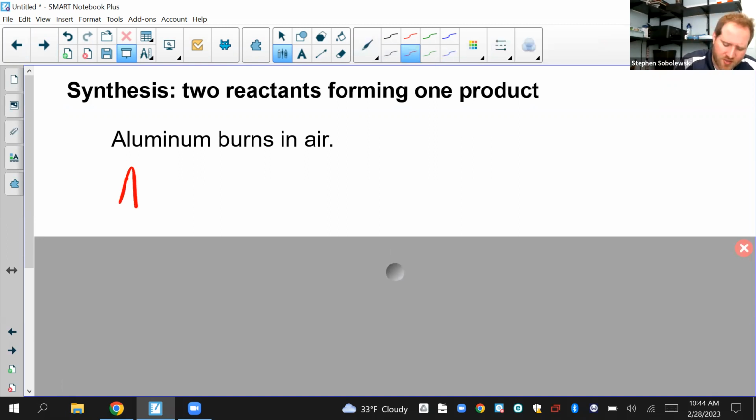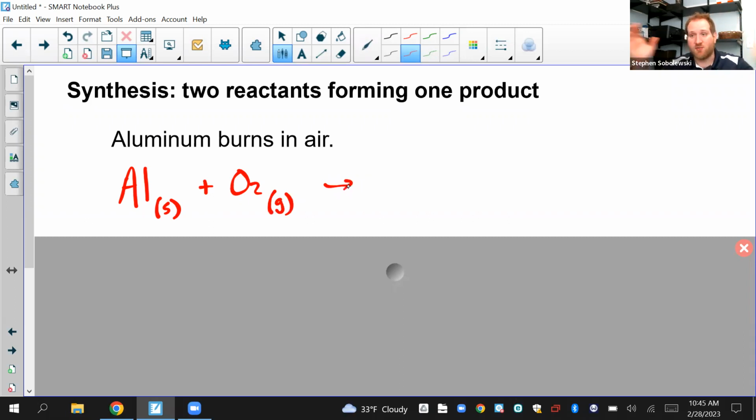So aluminum is just going to be Al, and since that's a lone element, we need to include a state symbol. That's going to be solid. If you're not sure what's solid, what's liquid, what's gas, remember that on the walls of your classroom, the periodic table is color-coded in its letters, where black is solid, blue is liquid, and red is gas. Burns in air means plus O2, and oxygen is a gas. So these are going to come together to form aluminum oxide.